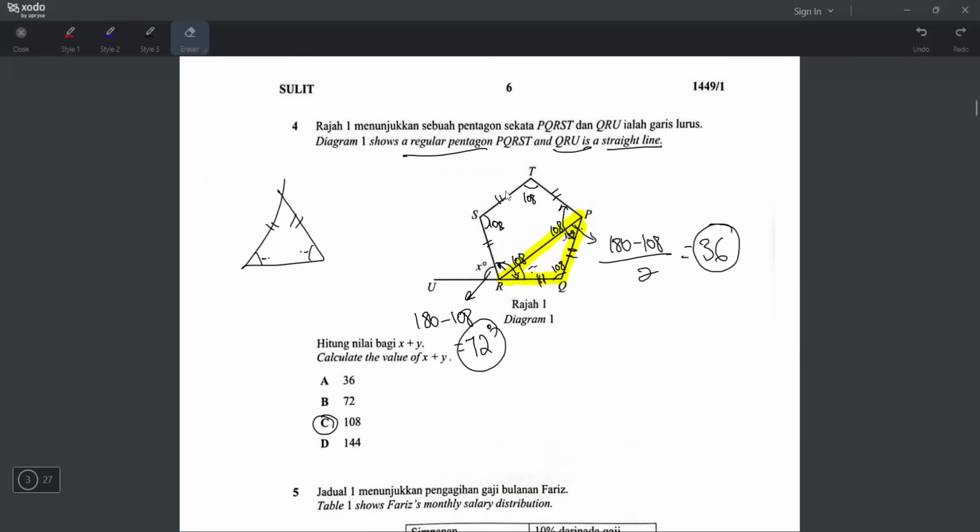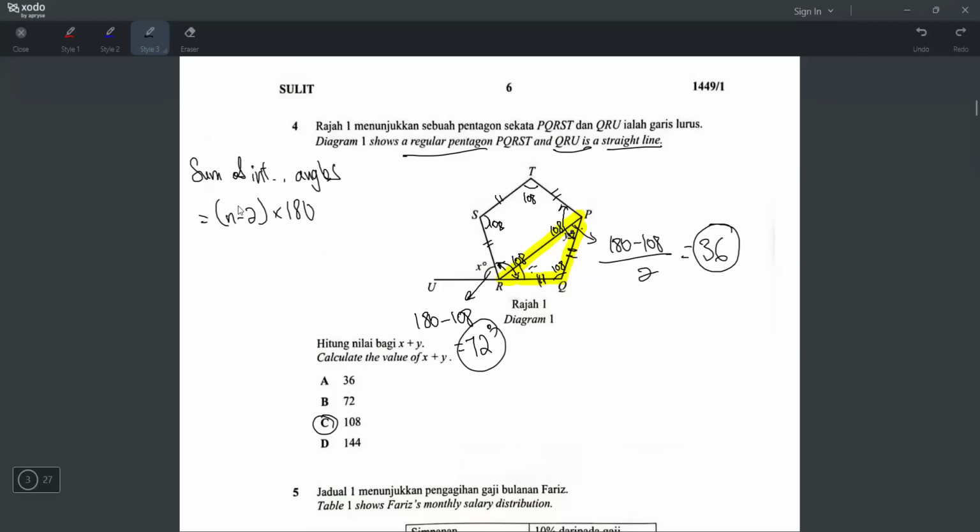Okay, I want to mention a bit how I get the 108 because I'm scared some of you don't know how I get the 108 because I just write straight away, right? So remember this formula. The sum of interior angles is always n minus 2 times 180. Yeah, that's the formula that I used. N minus 2 times 180. And the n is the number of sides.